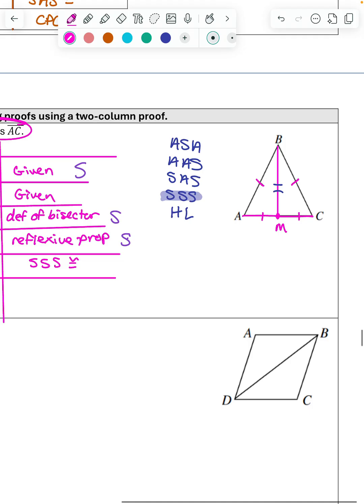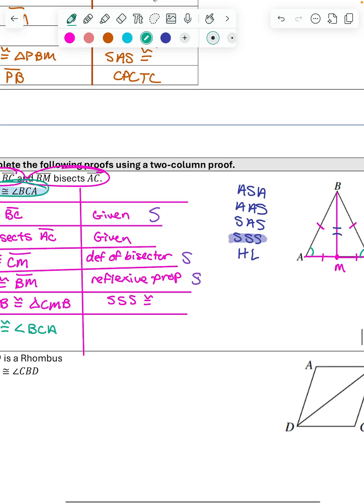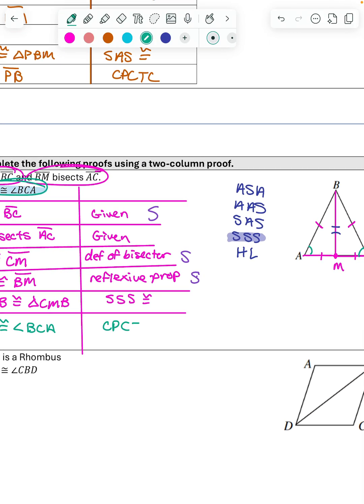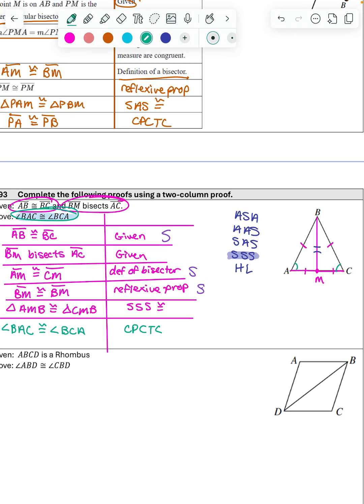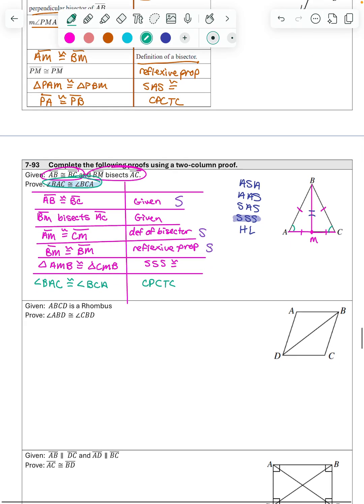Now my triangles are congruent, so I can say their corresponding parts are congruent. So I'm going to say angle A is congruent to angle C. And they used 3 letters here, so I'll keep that the same. Angle BAC is congruent to angle BCA. And that is because of CPCTC. So me personally, I found this proof much easier to do in the form of a T-chart, but again, that is up to you.